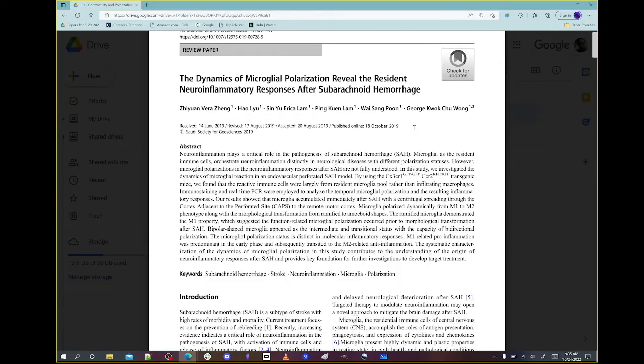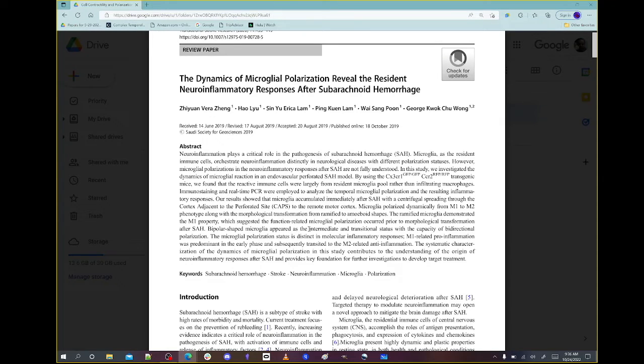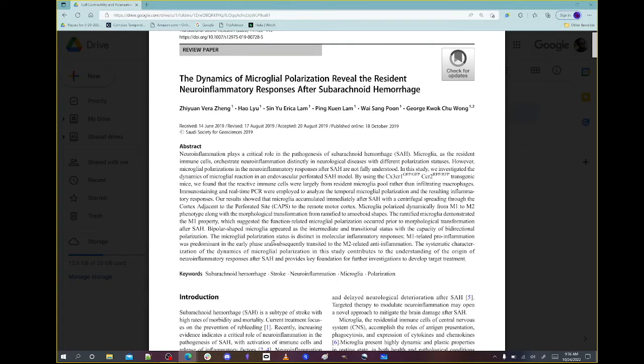What was interesting here is that bipolar shaped microglia appeared as the intermediate and transitional status with the capacity of bidirectional polarization. So they actually have this very interesting morphogenesis, I guess you could say. Did they mention in this paper why that is? Is there a functional reason for it? Like I said, I think that was just a reference that I sent you because I was having a fight getting the paper for some reason. Okay, well, I'll send you the paper.